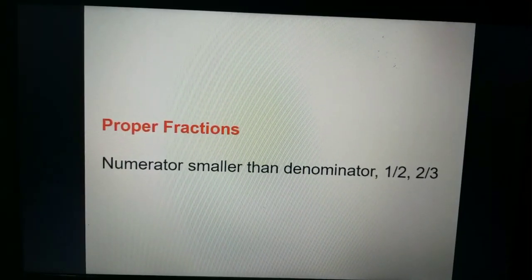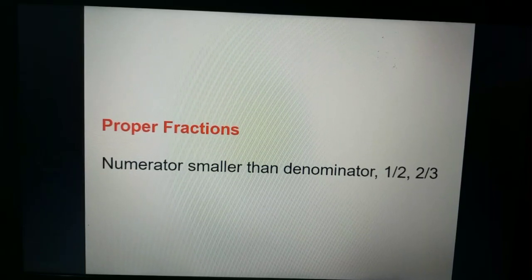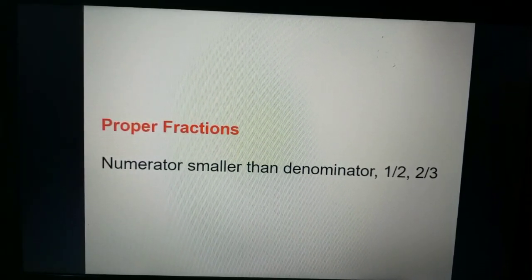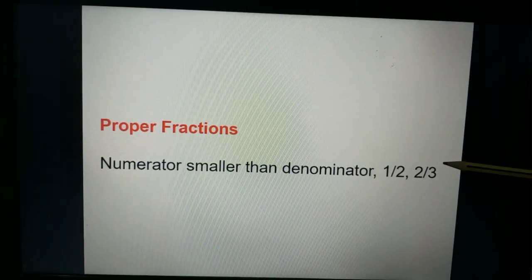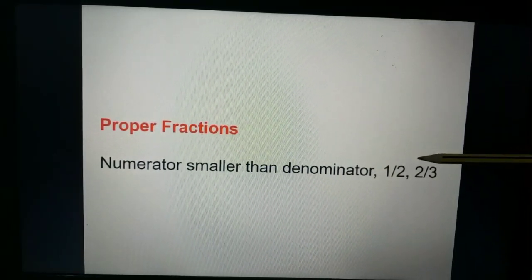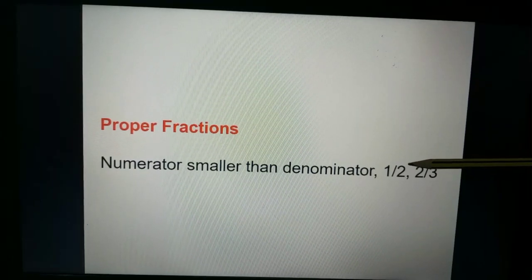Fractions having numerator smaller than their denominator are called proper fractions. For example, 1 divided by 2, 2 divided by 3. Their numerator is smaller than their denominator.